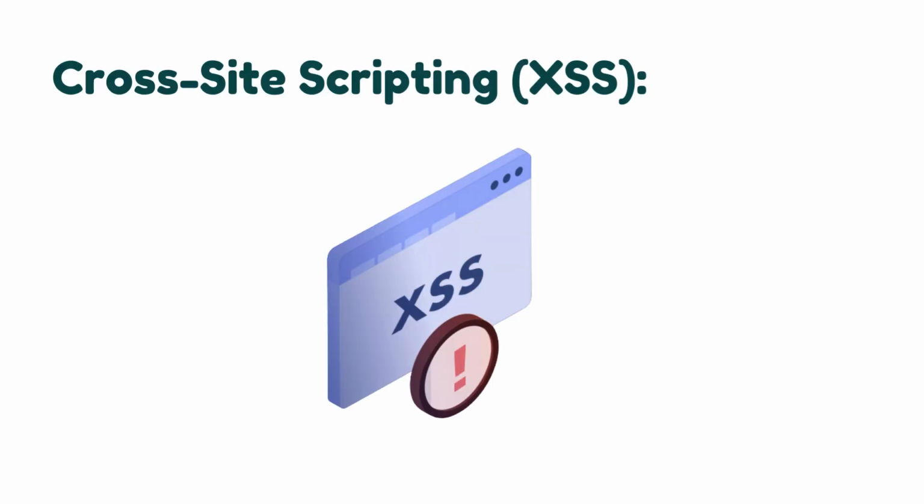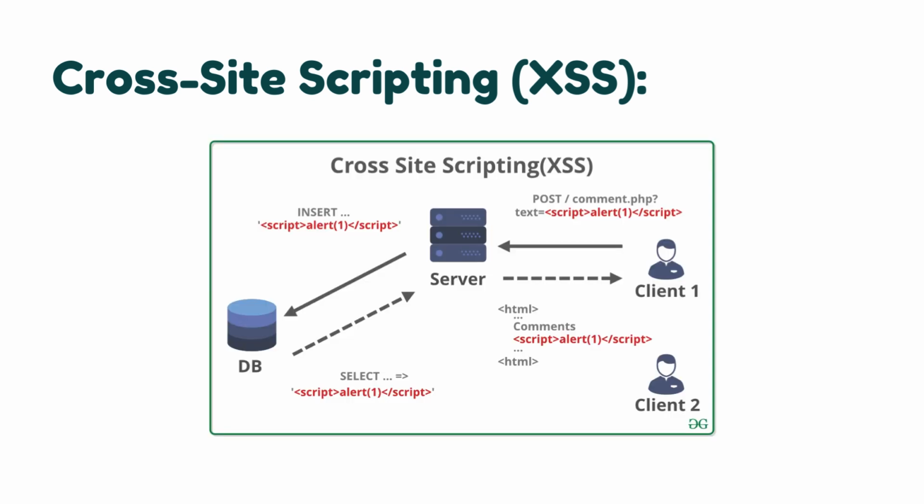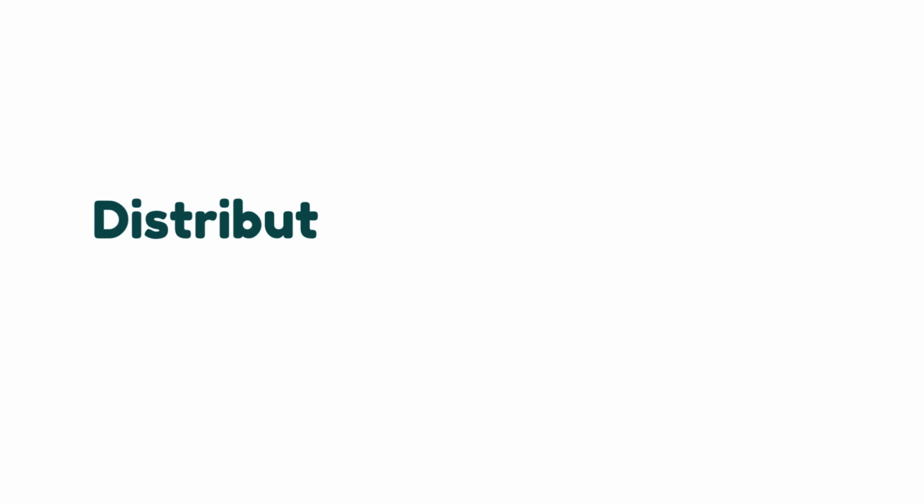6. Cross-site scripting, XSS. Cross-site scripting is a type of attack where attackers inject malicious scripts into web pages viewed by other users. These scripts can be used to steal sensitive information, perform unauthorized actions, or deface websites. We will explore the different types of XSS attacks, such as stored XSS and reflected XSS, and provide guidance on how to prevent them.